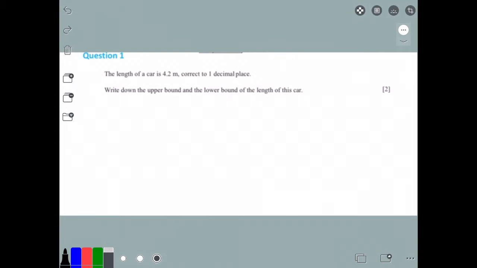In this case, 4.2 is to one significant figure, and we are looking for the upper and lower bounds for which a number rounded to one significant figure would equal 4.2. The lower bound would be 4.15, because any value below that would no longer round to 4.2.